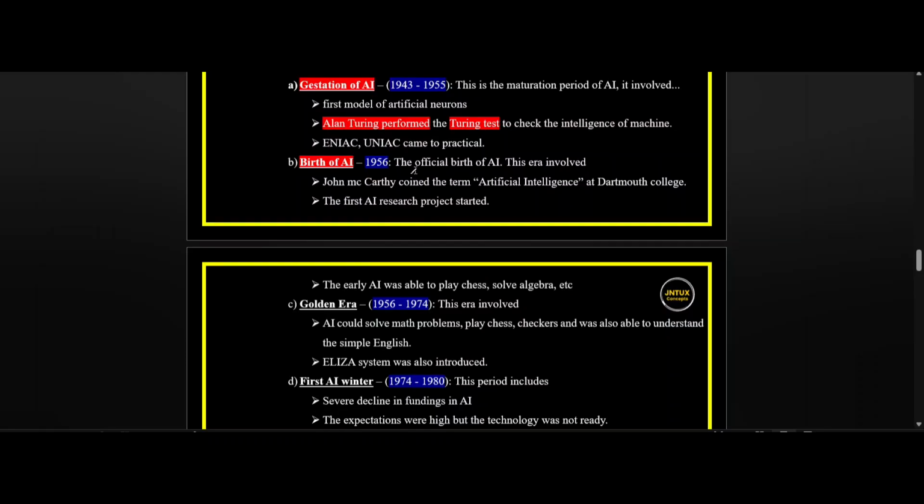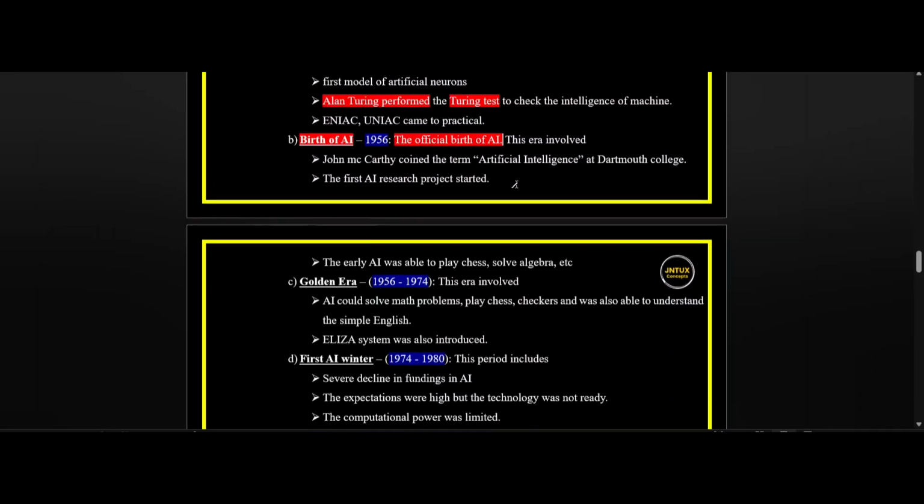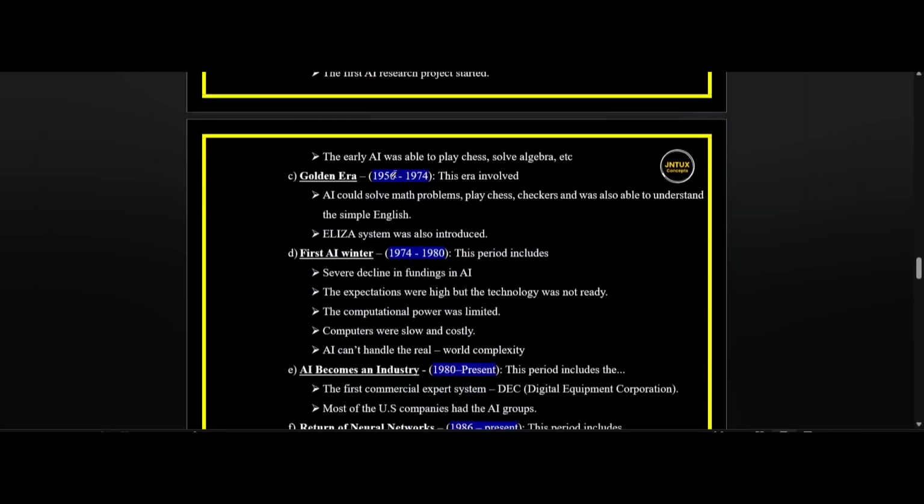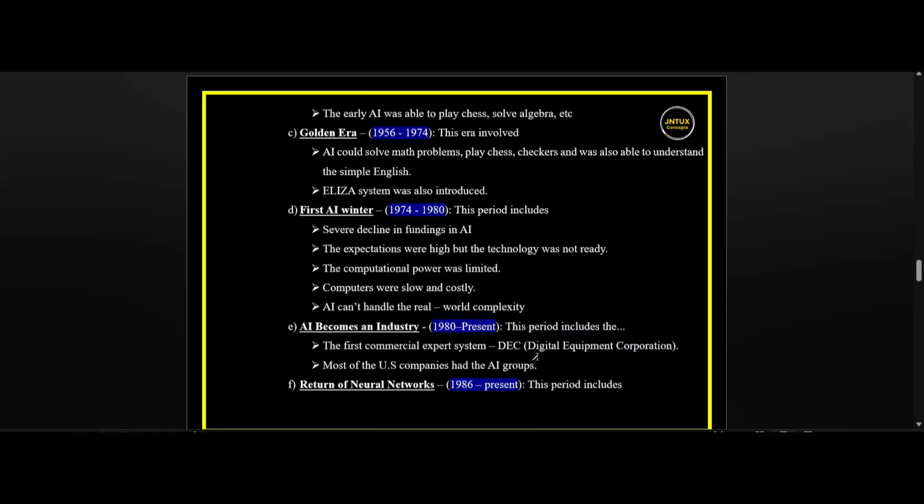1956 is considered the official birth year of AI. As you can see here, this particular year involved some key milestones: John McCarthy coined the term artificial intelligence at Dartmouth College, and the very first AI research project also started during this year. During this time, AI was also able to play chess, solve algebra, etc.